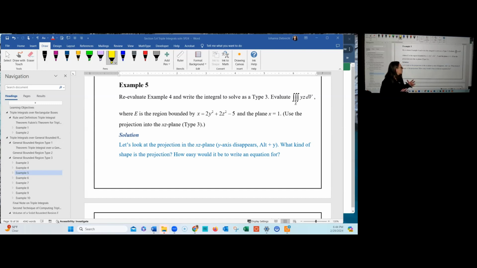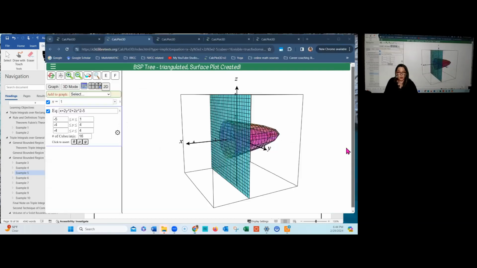If we want to work it as a type 3, then we need to be casting the shadow into the xz plane. So our flashlight is coming along the y-axis. This means our single integral on the inside will be done with respect to y first. Let's go ahead and look at CalcPlot 3D so we can see what the projection looks like. This will help us to determine the region D.